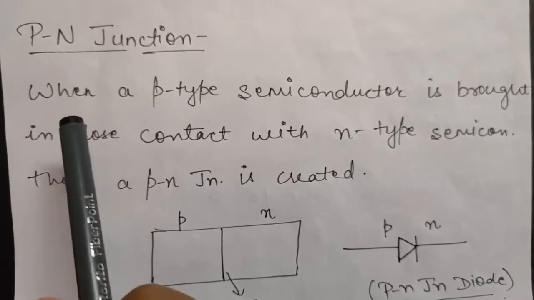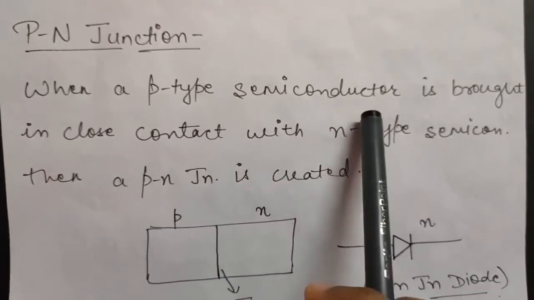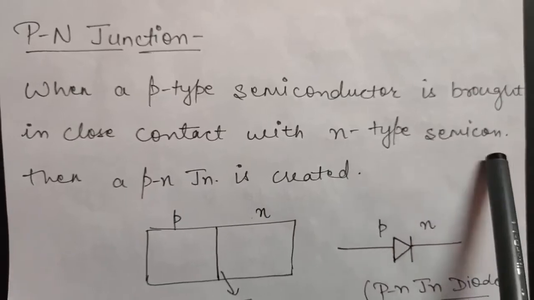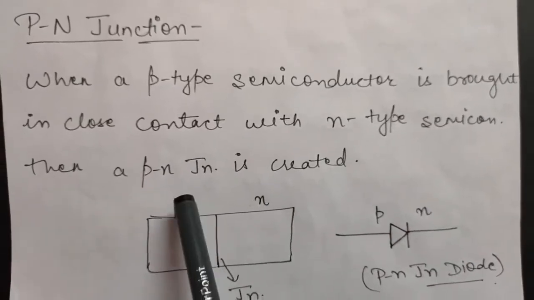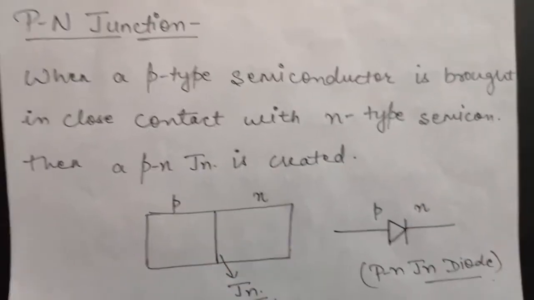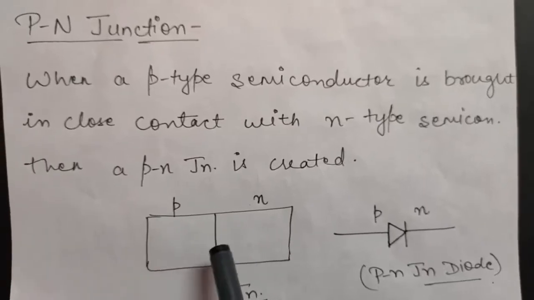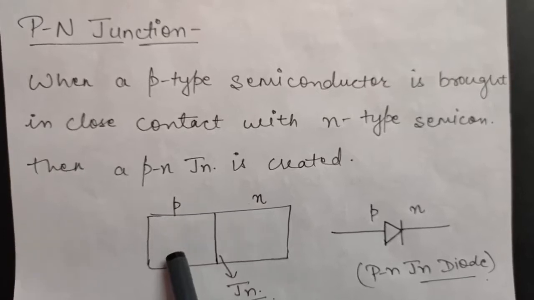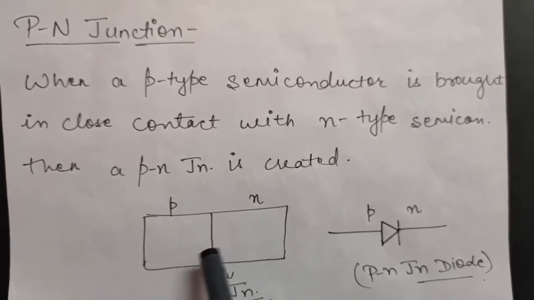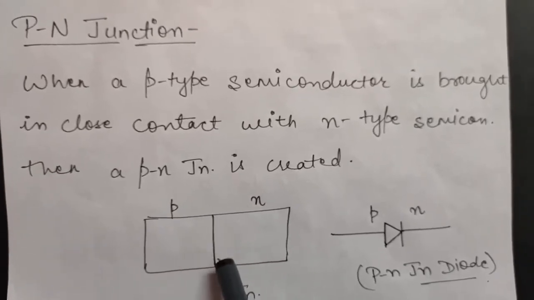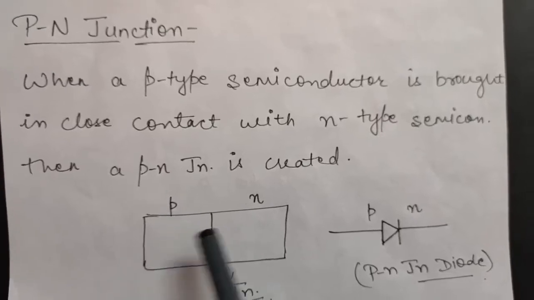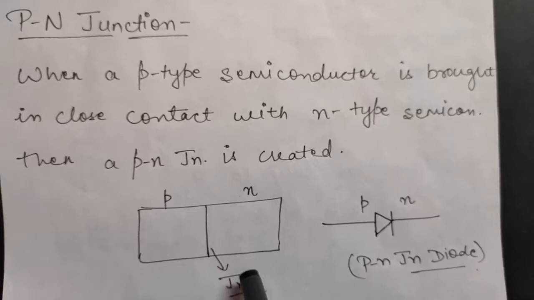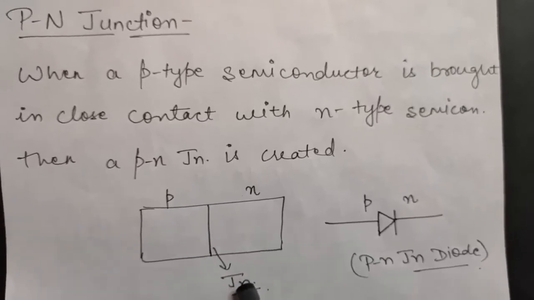So first of all, whenever a p-type semiconductor is brought in close contact with a n-type semiconductor, what you get is called p-n junction. For example, suppose this is a p-type semiconductor and this one is a n-type semiconductor. So we have put them in very close contact and therefore a junction is formed between p-type and n-type semiconductor, which is called p-n junction. So this will be p-n junction.